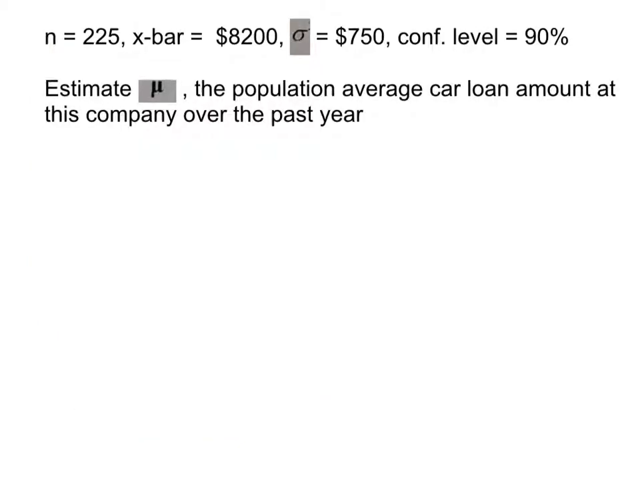Okay, so here's what we know. N is 225. Our sample size is 225 car loans. Our sample mean was $8,200, the average car loan for the sample. The people in charge at the company, based probably on past data, think that the population standard deviation is $750, and they want a confidence interval at 90% confidence. And keep in mind, we're trying to estimate mu, the population average car loan amount at this company over the past year. So far, our confidence interval is going to be our X bar, give or take some error.